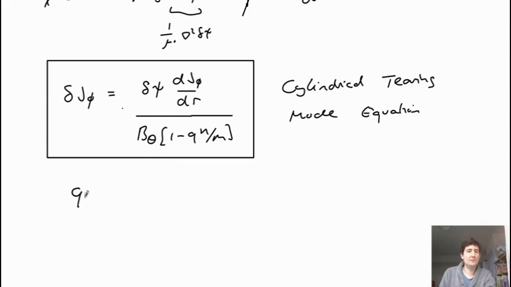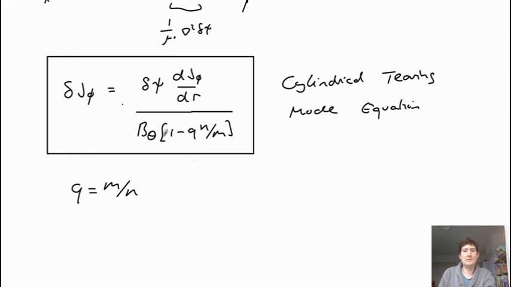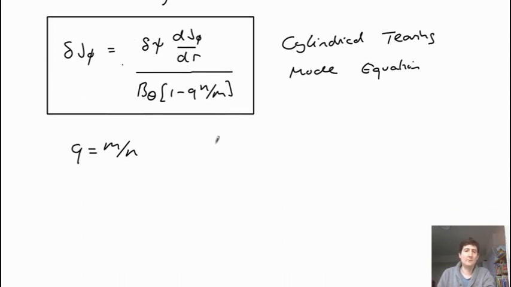So when q is equal to m over n, this goes to 0, and so either the perturbed flux must go to 0, or the current becomes essentially infinite, and you have a singularity in the perturbed current. This corresponds to a case where the perturbation matches the field line pitch, and so you have a perturbed flux surface.